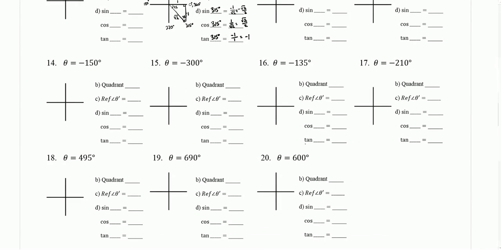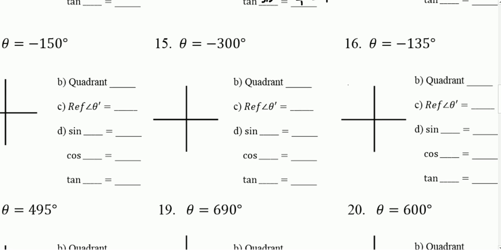Let's take a look at 15. 15 has a negative angle. In the negative direction, we still start at 0, but we're going clockwise. So this is negative 90, negative 180, negative 270, negative 360. So negative 300 is between negative 270 and negative 360.